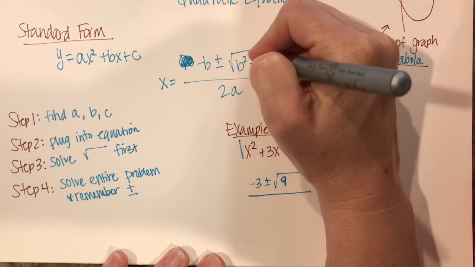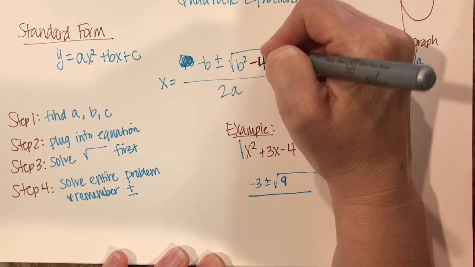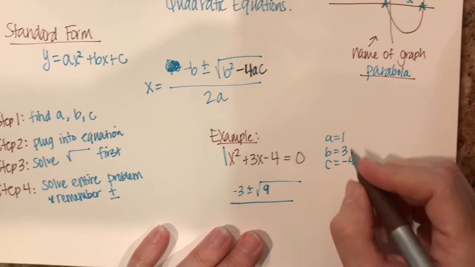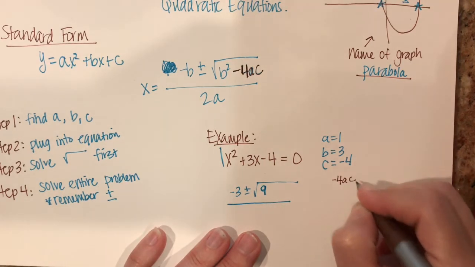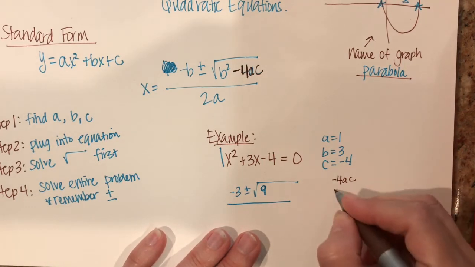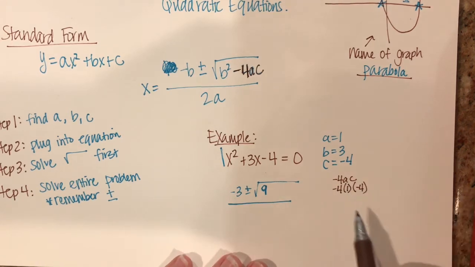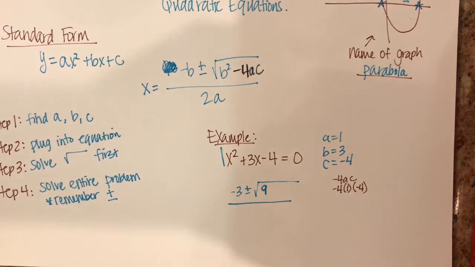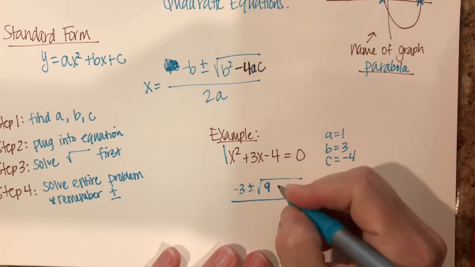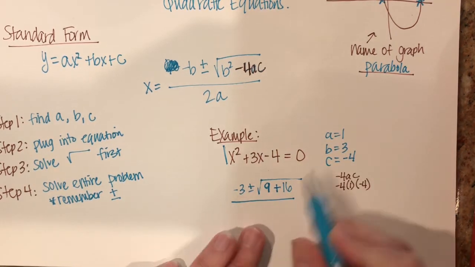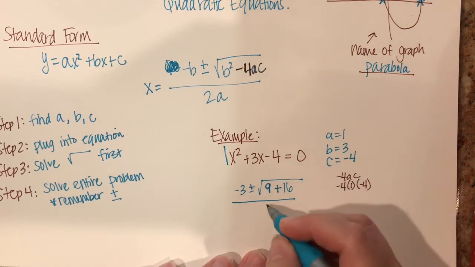A lot of times what I do is this negative 4ac, I kind of do that all at one time. So this is like negative 4 times a times c. What's negative 4 times a times c? I'll just work it out right here. That'd be negative 4 times 1 times negative 4. So we have 2 negatives, so that's going to turn into positive 16, plus 16, all over 2a. 2 times 1 is 2.